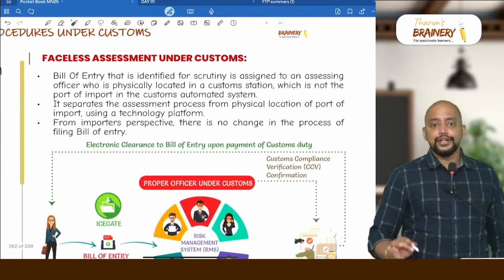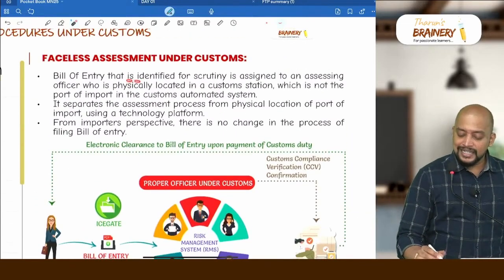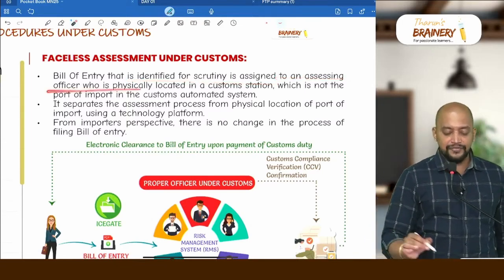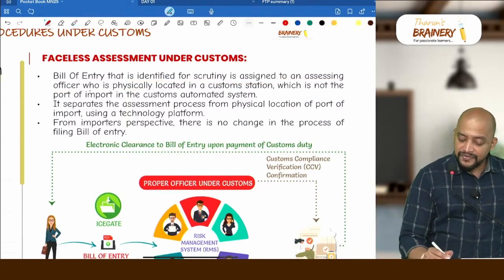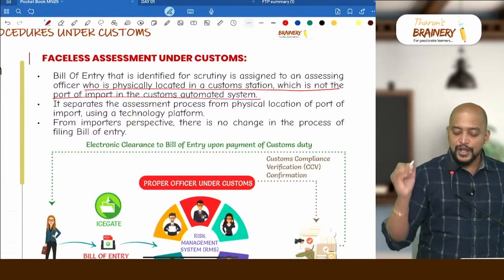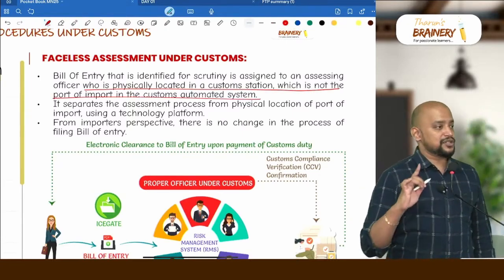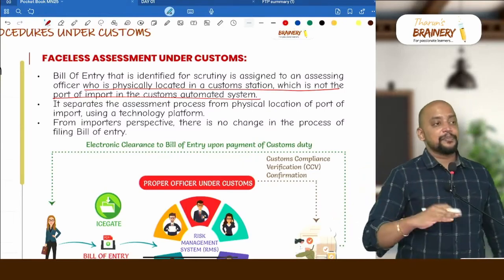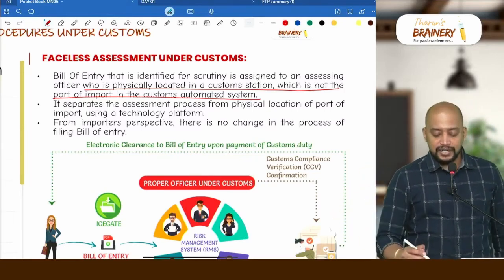So you can say this. What are the points you need to remember? Bill of entry that is identified for scrutiny is assigned to an assessing officer who is physically located in a customs station which is not the port of import in the customs automated system. That is what faceless assessment is. Number 2, it separates what?